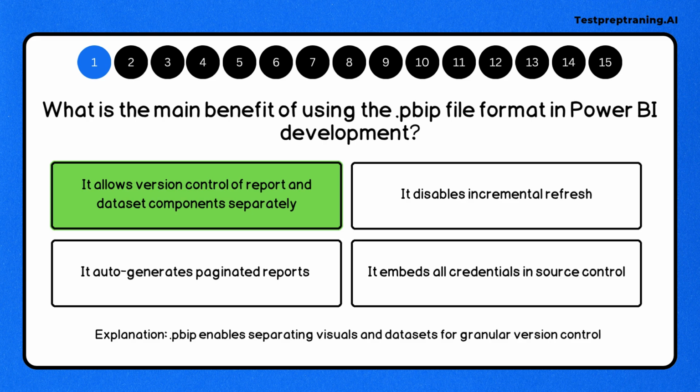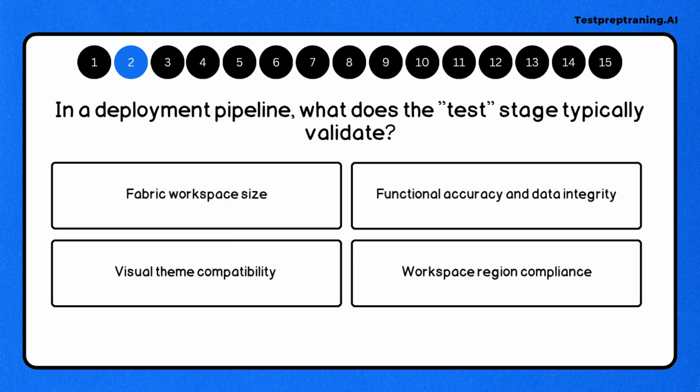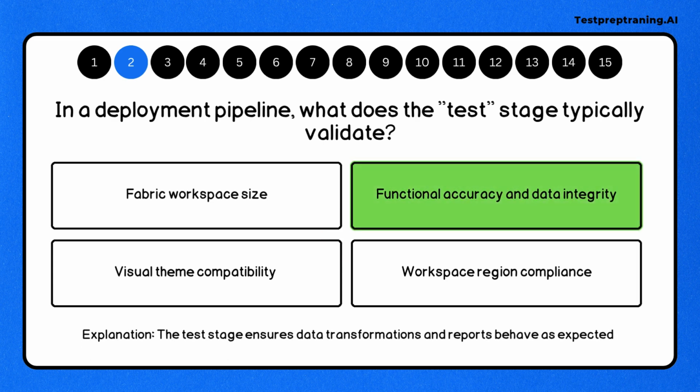for granular version control. Question 2. In a deployment pipeline, what does the test stage typically validate? Correct answer is functional accuracy and data integrity, as the test stage ensures data transformations and reports behave as expected.